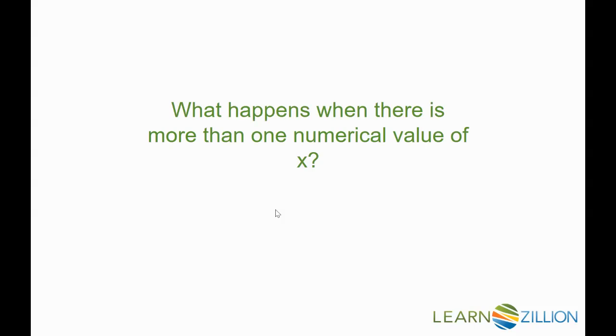So the question I want to ask you is, what happens when there's more than one numerical value of x? So maybe we have a range of numbers. For example, let's say I want to buy 3 apples, but I only have $10 to spend. That means that the cost of the apples could be anywhere between $0 and $3.33, right? Because that's how much each apple could cost and still be within $10. So that's just an example. There's lots of other examples like that.